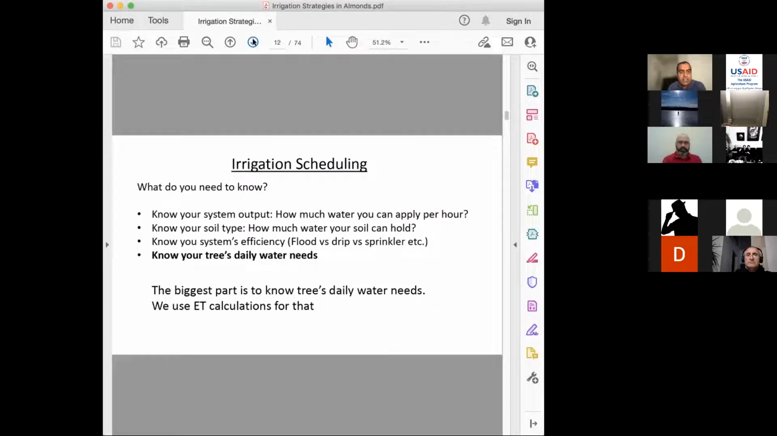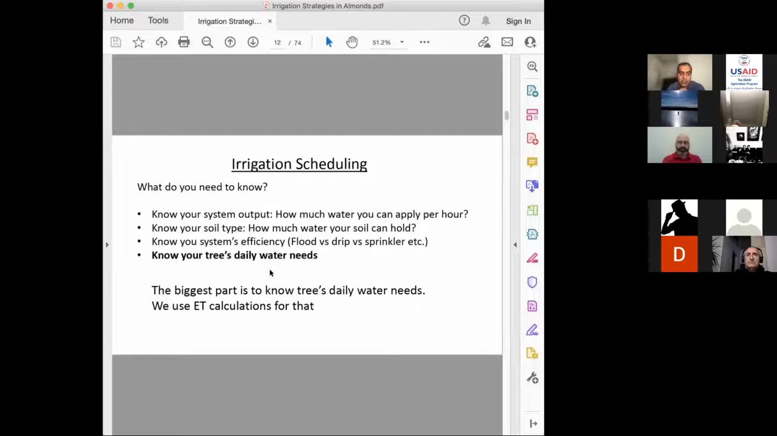So let's get into irrigation scheduling. For proper irrigation scheduling, what you need to know is your system's output, how much water you can apply every hour to your orchard. You have to know your soil type. That is a really important factor: how much water your soil can hold. Every type of soil, every texture of soil, has a different water holding capacity. And that is usually a given. There are a lot of different research papers and a lot of different resources to find that out.